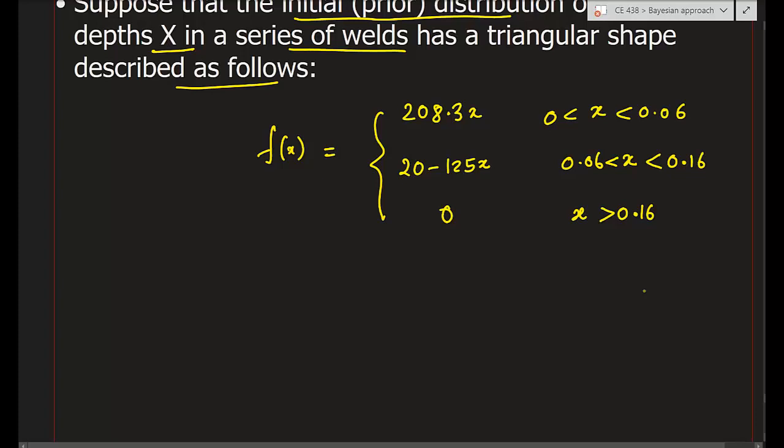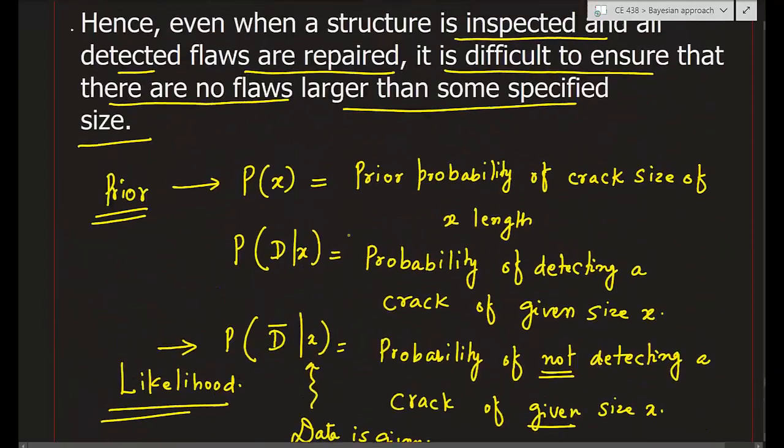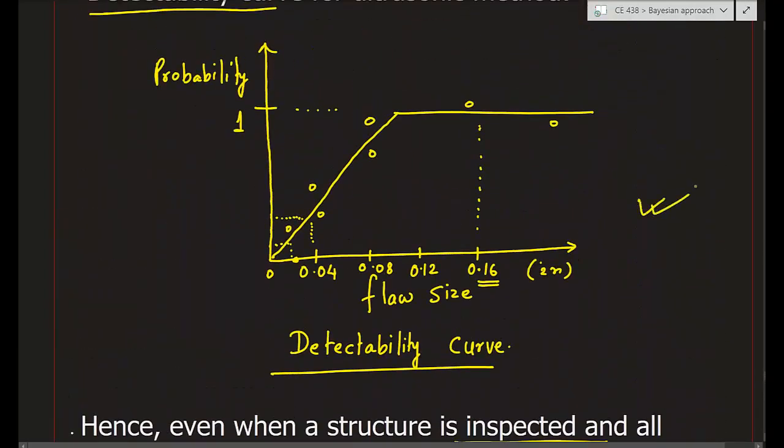Now let us assume we are using some non-destructive testing, that is, we are using some sensor to detect the damage or crack length, and that has a detection curve that we already showed. It is something like the curve we were shown earlier. So this is the detection curve, and we can write a mathematical equation for this curve.